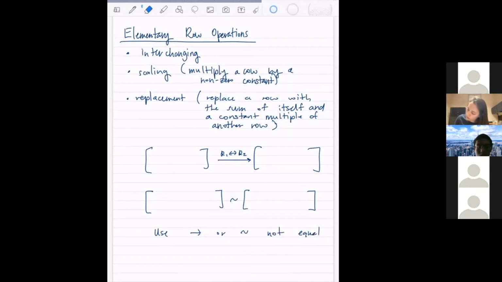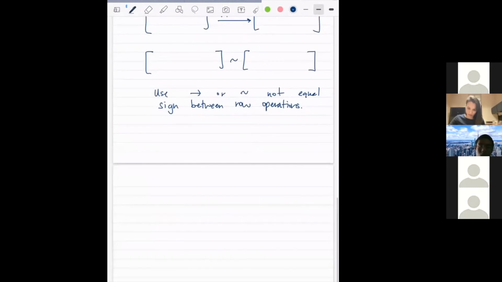Just write this out between row operations. Okay. So we had row echelon form. So I'm going to start abbreviating this REF just because we'll be writing it a lot, and it's nice to have an abbreviation.